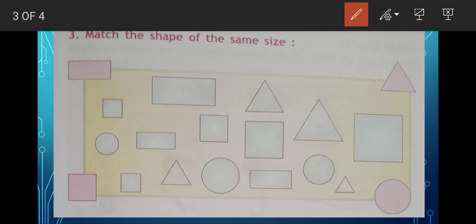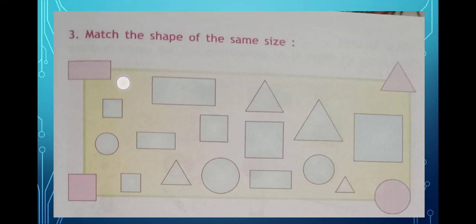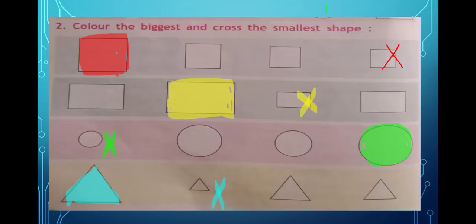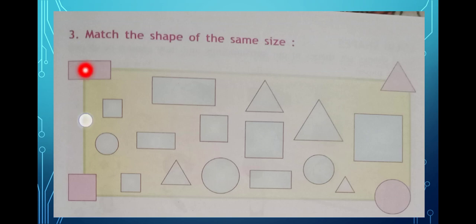So how you have to match here? You have to match the shape of the same size. Okay, so here you can see that this figure, this is rectangle. This one and this one is of same shape or one? Yeah, these three are of same shapes, isn't it? And this triangle and this triangle is of the same size. Okay, so here you have to match the size.